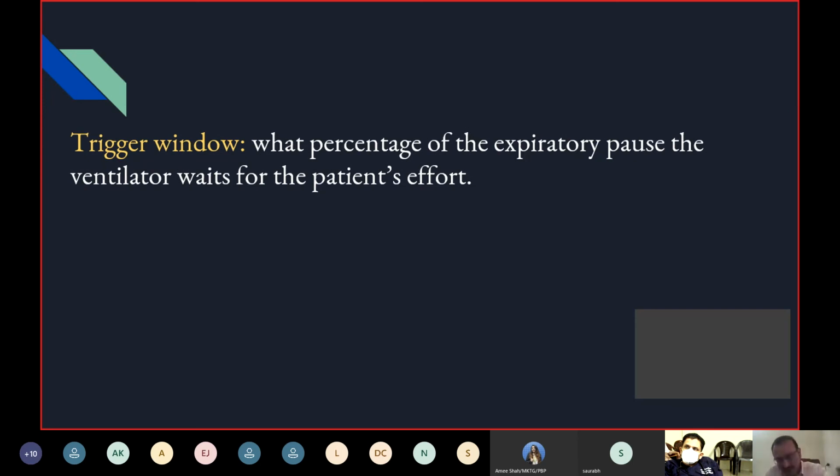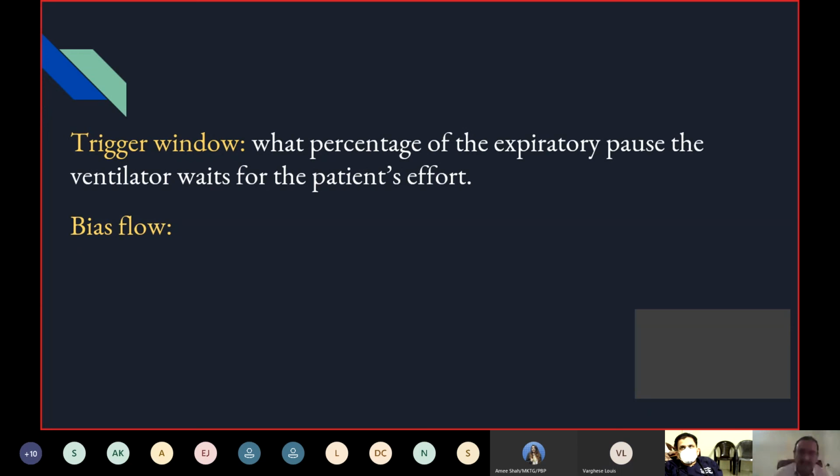Now, coming on to the next bit, what is trigger window? This is probably not that important, but since it's there on that screen, I'll mention it. It is the percentage of the expiratory pause that the ventilator waits for the patient's effort. Not that important. Inspiratory pause is important, but not so much the trigger of expiratory pause.